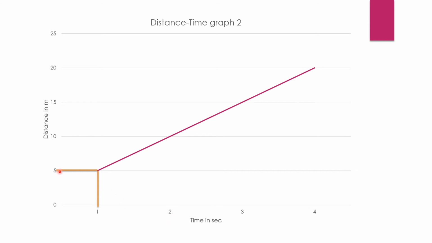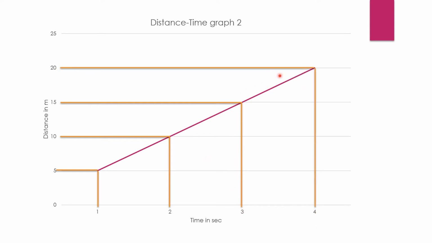Distance covered 5 meters after 1 second. This is the second point. Distance covered was 10 meters in 2 seconds, 15 meters in 3 seconds, 20 meters in 4 seconds. Again, we have here 4 points. If you decided at any of the 4 points or any other chosen points, you will get the same result.